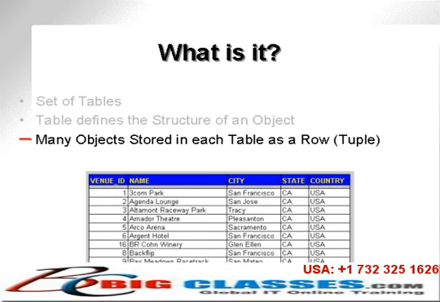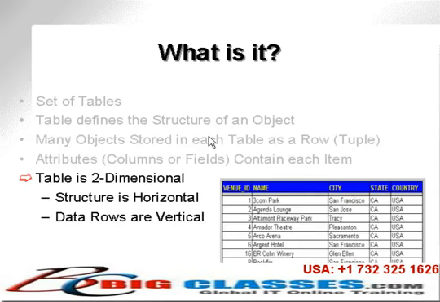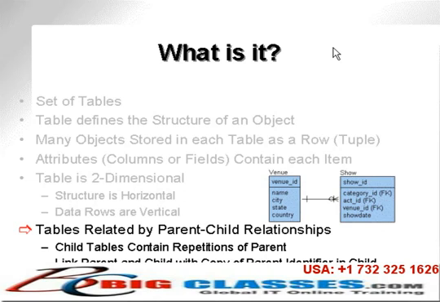These are 10 venues in the Northern California area. So we have seen that the table is two-dimensional in structure. The structure of each row is declared horizontally, and the data rows are inserted into that structure and duplicated vertically. In the relational database model, tables are related to each other by parent-child relationships.